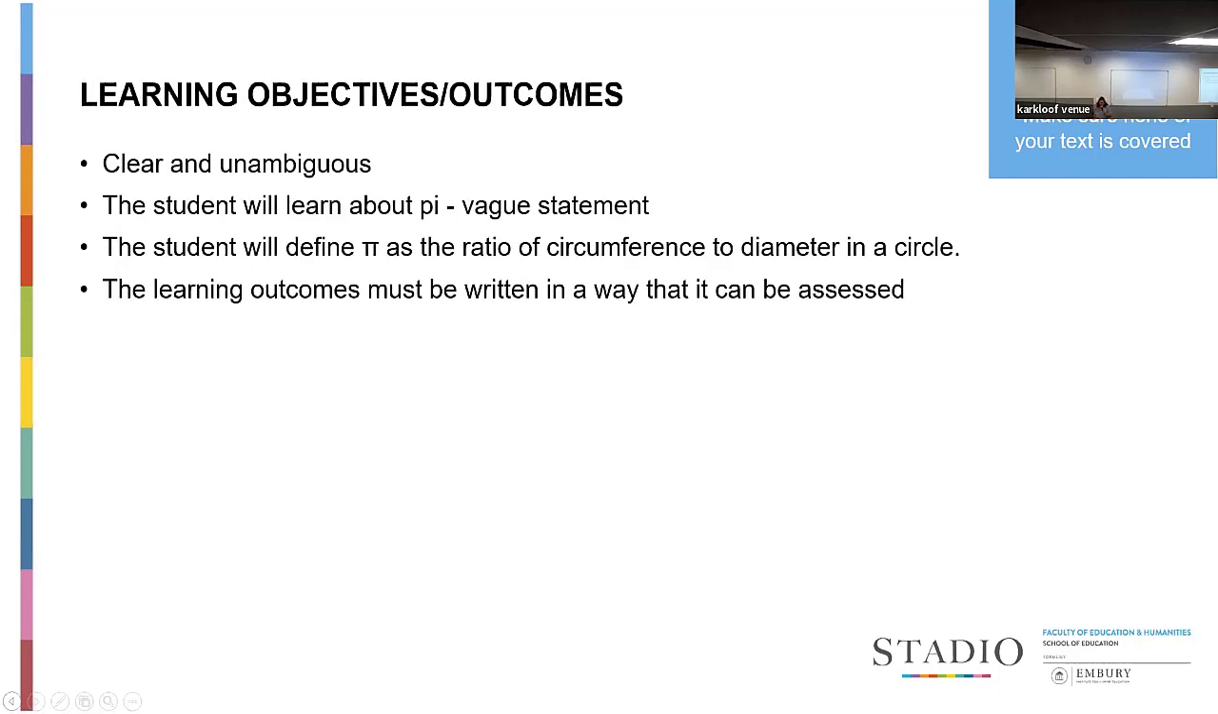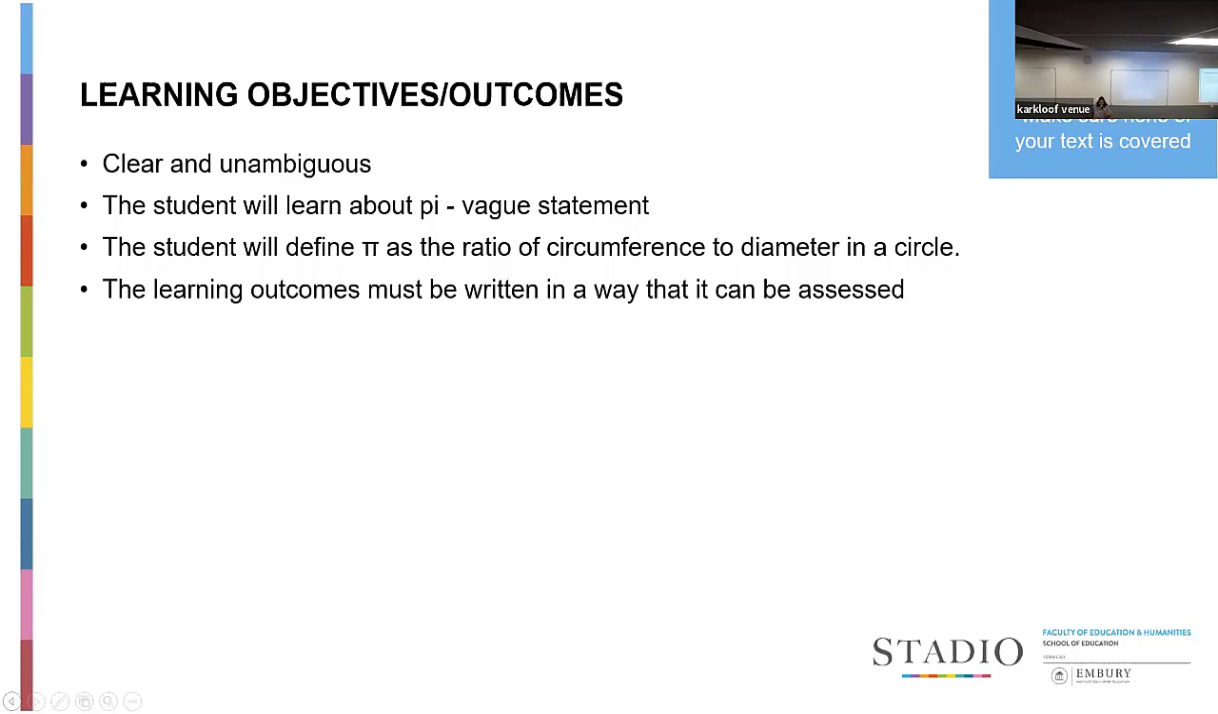The learning objectives or the outcomes. As I have already mentioned, the learning objectives or outcomes are statements that indicate what we want learners to be able to do at the end of the lesson. The learning outcomes need to be clear and unambiguous.